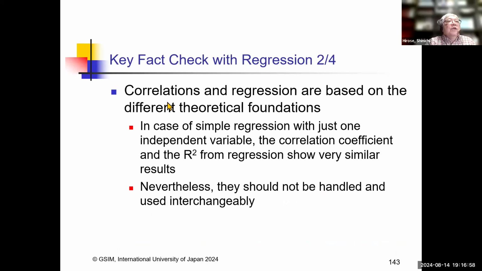Correlation and regression are based on different theoretical foundations. In the case of simple regression, with just one independent variable, the correlation coefficient and the R squared may show very similar results. However, they shouldn't be handled or used interchangeably. If your purpose is finding the regression line, you use regression. If you want to see the strength of a relationship, then you use correlation. So please do not mix them up.